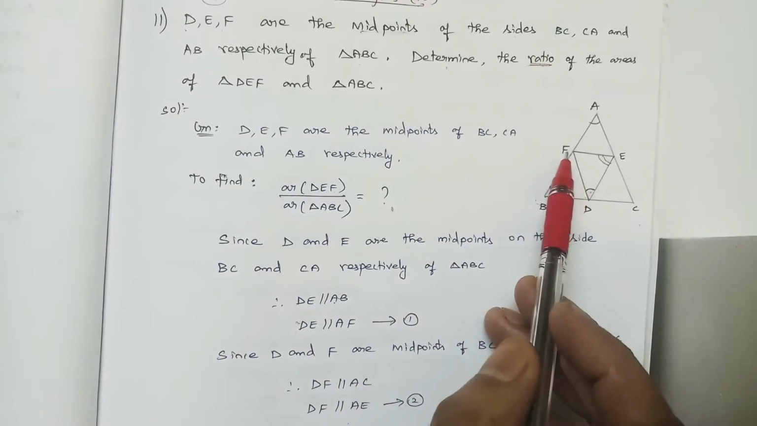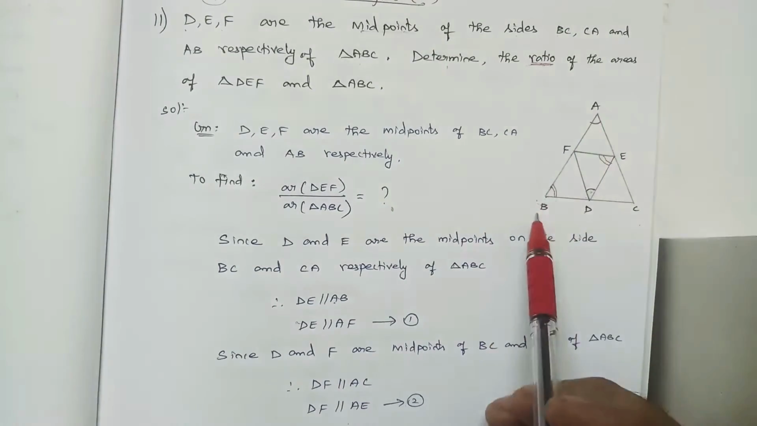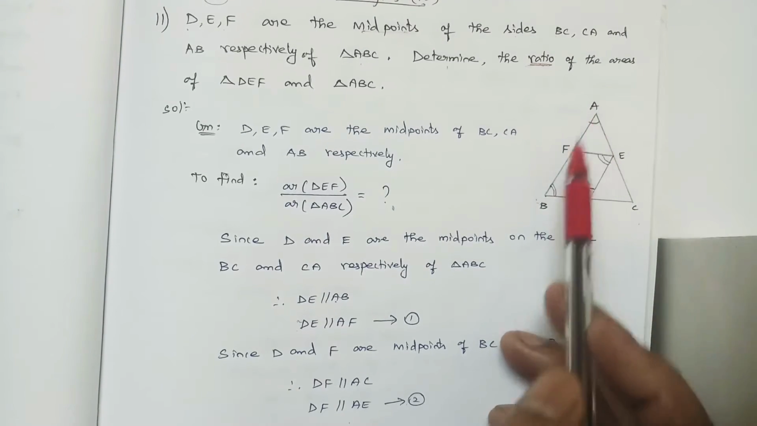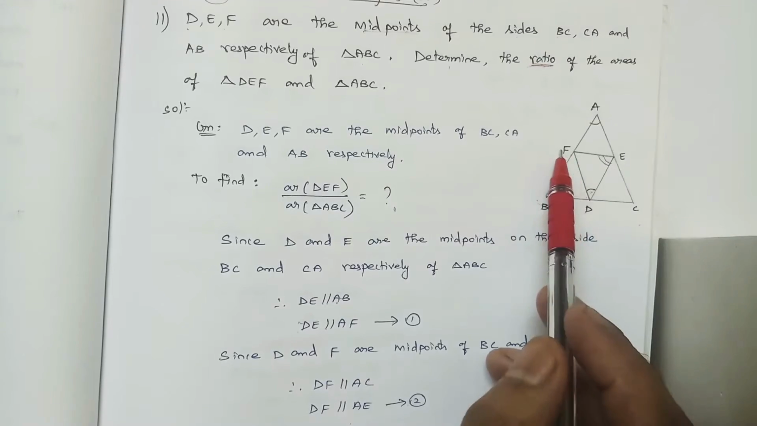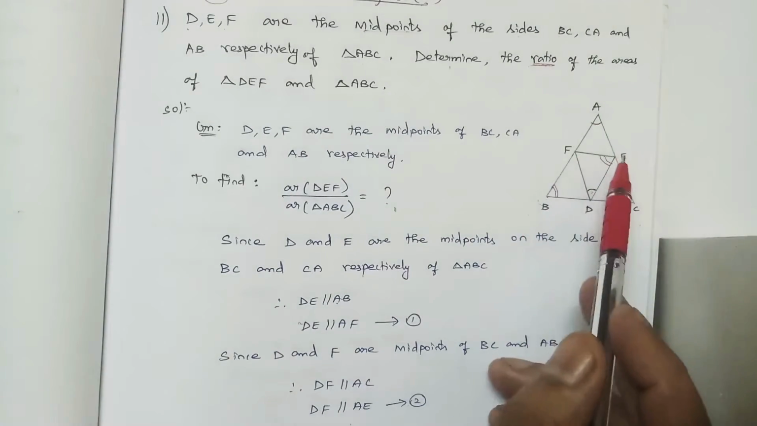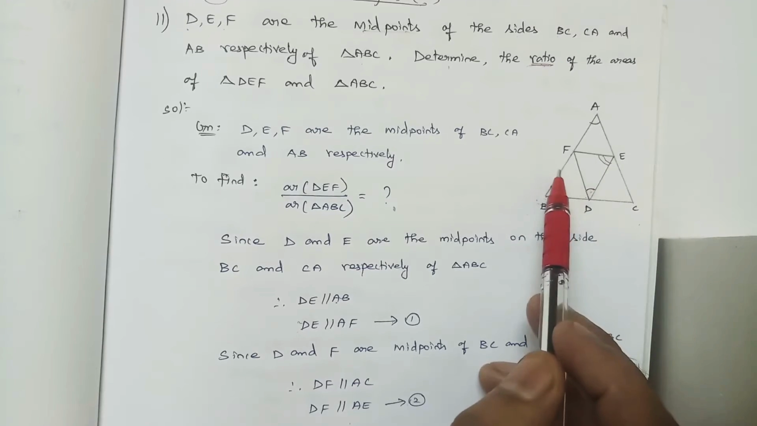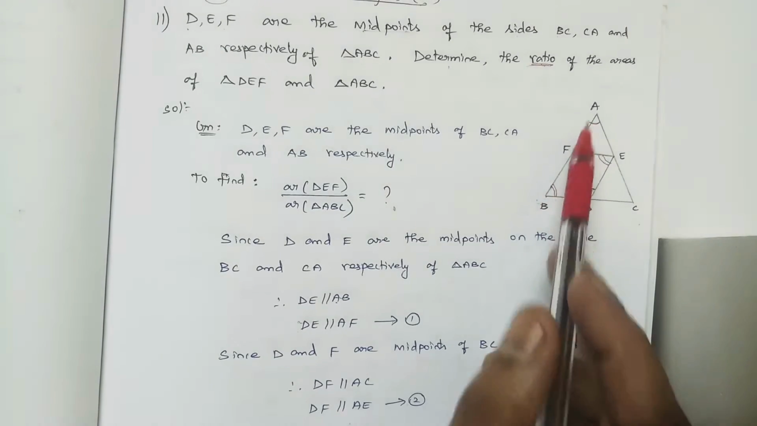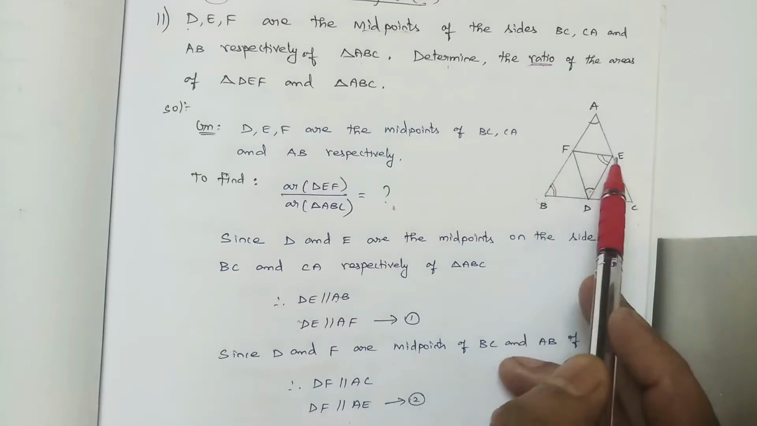See, if F is a midpoint, then how can we write it? If F is a midpoint, then AF is equal to FB, right? Already we have proved that FEDB is a parallelogram. So DE is equal to FB, both are equal. If these two are equal, then how can we write? AB is equal to 2 times DE.